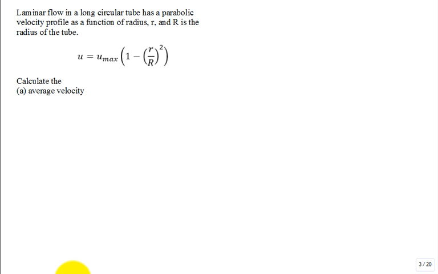Let's solve a problem. So the problem reads, laminar flow in a long circular tube has a parabolic velocity profile as a function of radius r, and capital R is the radius of the tube. You might want to sketch a little illustration. Here's the center line, and r goes from 0 to capital R at the wall. And the velocity profile is shown as being this profile.